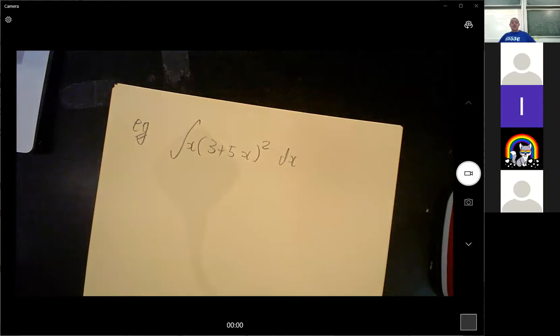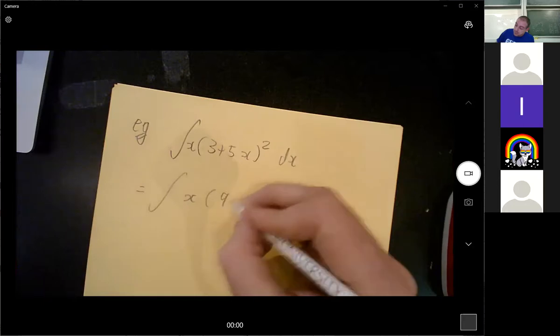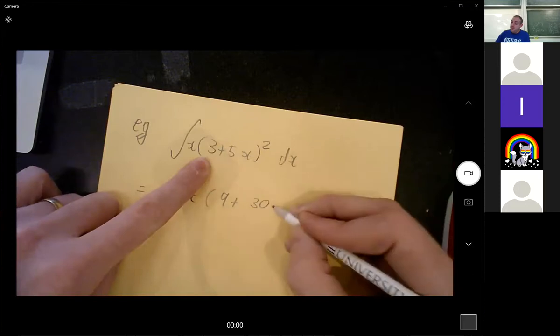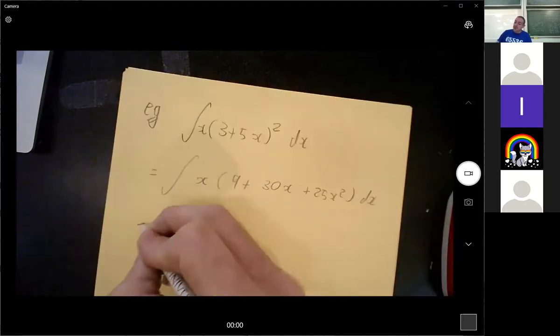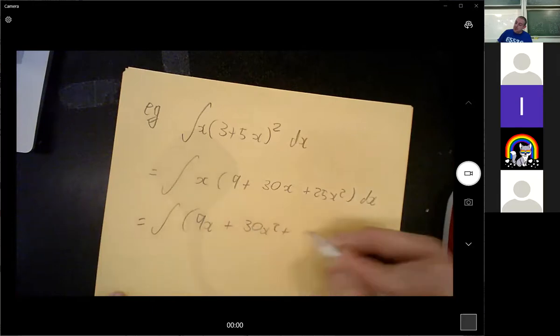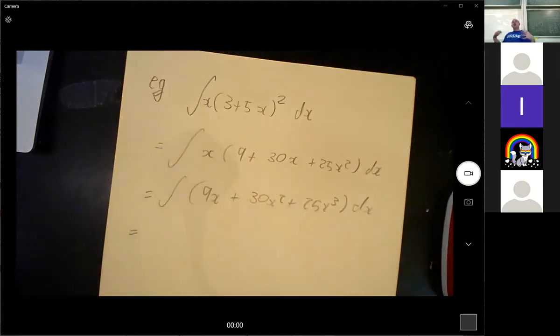The next thing on my list is to rewrite it. I reckon I could expand it out. So 3 squared plus 2 times 3 times 5 is 30 plus 5x squared, 9x plus 30x squared plus 25x cubed. And now I can just do it. All of the techniques are designed to turn it into something that you can just do.